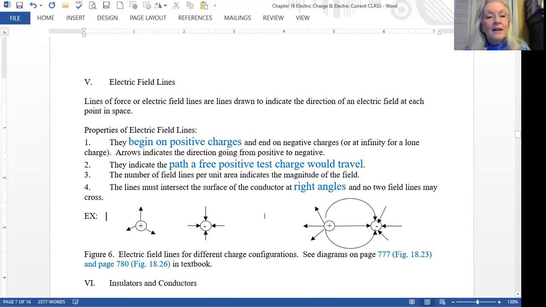All right, so they begin on positive charges and end on negative charges, or they go to infinity if you've got an isolated charge. Arrows indicate the direction, so we're going from positive to negative. They indicate the path that your free positive test charge would travel in. And the lines have to intersect the surface of your conductor at right angles. So this one is pretty straightforward. They come from some positive place in space and they're pointing towards this negative charge and they hit it at a 90-degree angle.